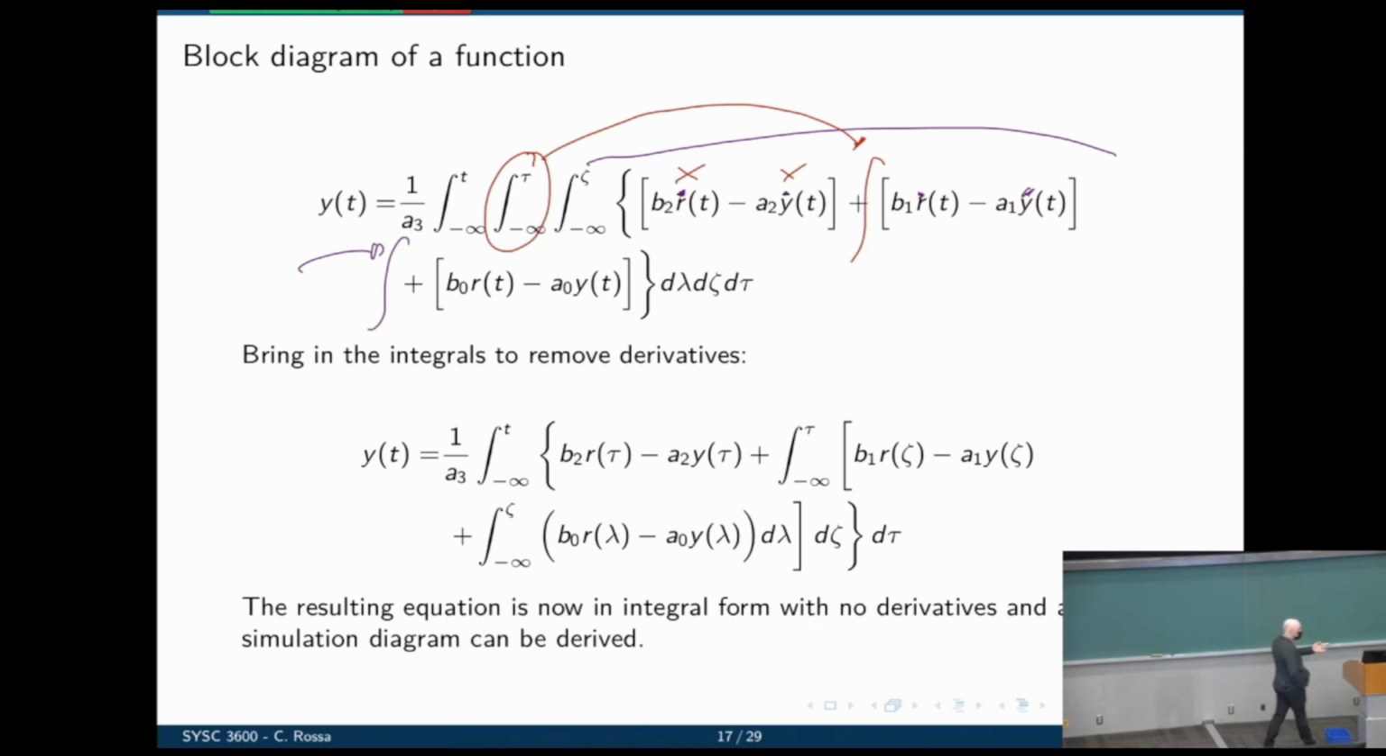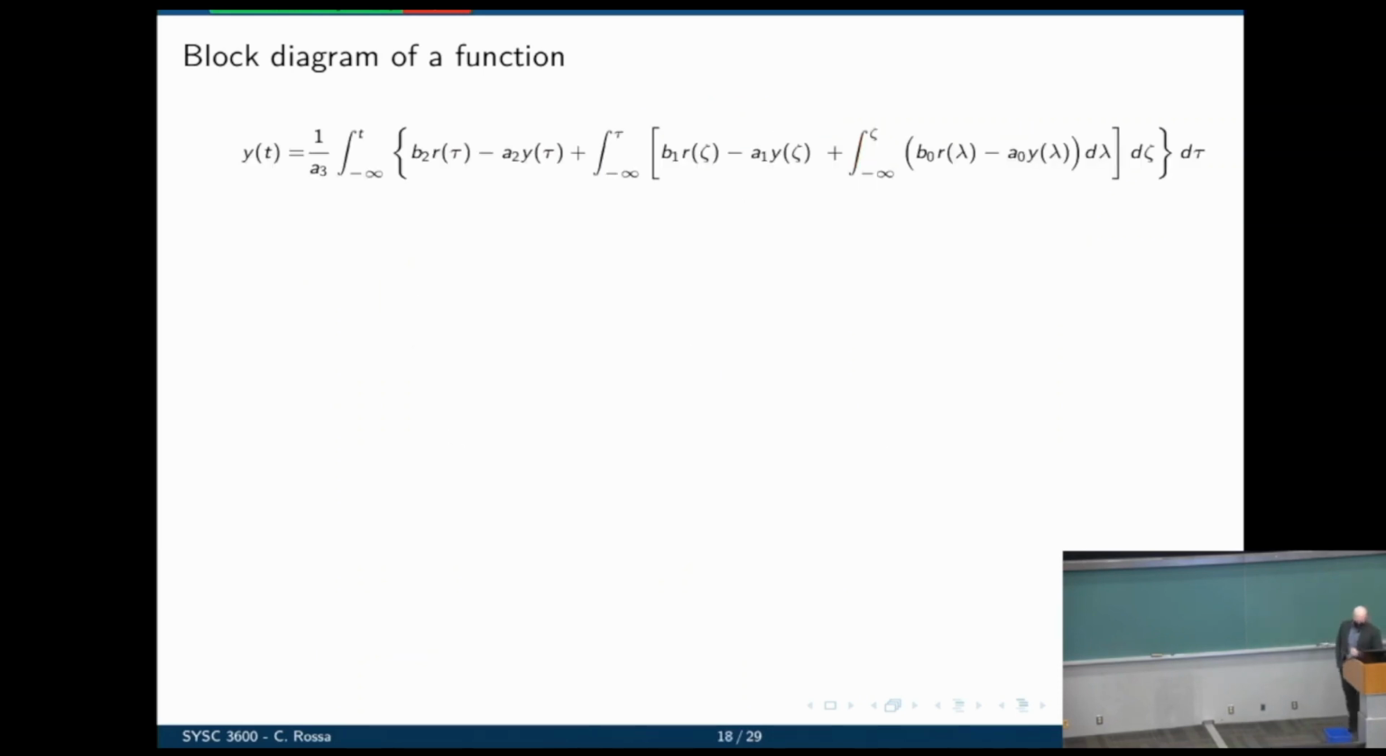All right. So what I'm doing here is basically just sliding these integrals over to the right, and as I pass over derivatives, I just take the derivative out. I'm just integrating the functions. Now notice that the resulting equation is in integral form. All the derivatives are gone, and we have an integral form only. That's the same equation we got.